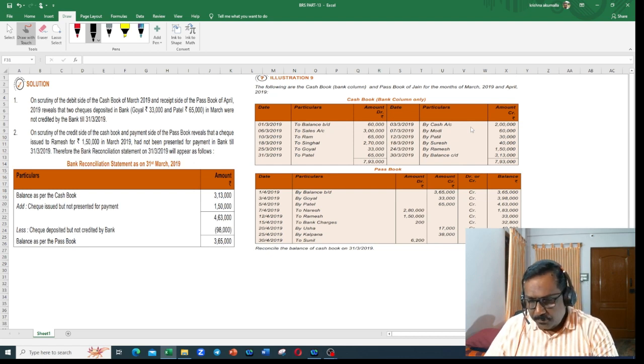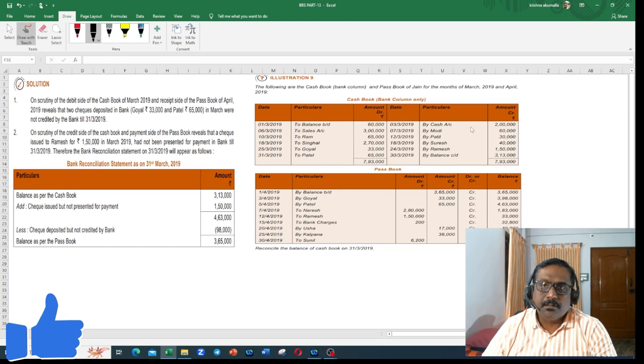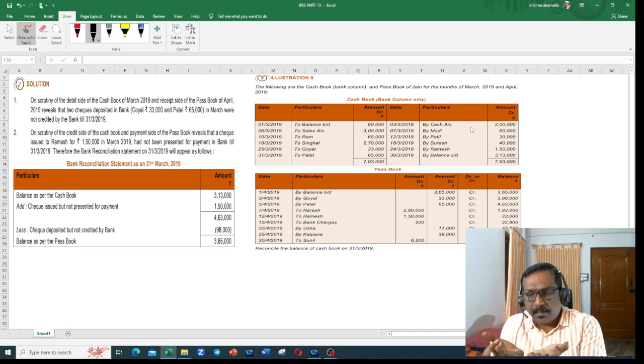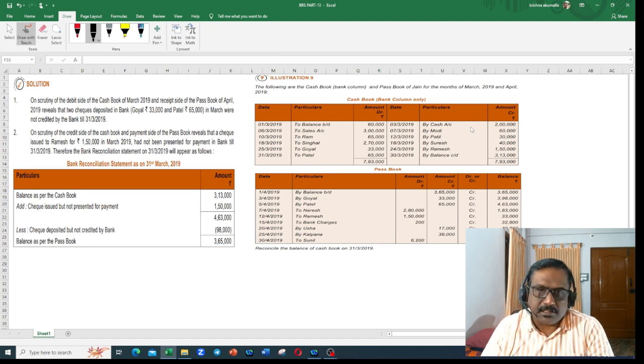Generally, if you want to perform a reconciliation of one particular month, both cash book and passbook should be given for the same month so that you can compare both, identify the differences, and put them in the reconciliation. That is how the process should be. But in this problem, it is something different. What is different? Cash book is for March month and passbook is for April month.